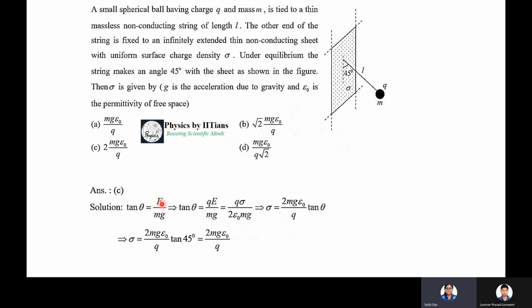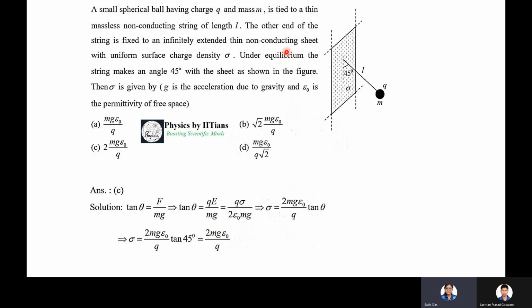So tan theta can be written as F, which is q into E, as q is the charge of the ball, divided by mg. You can write E as sigma by 2 epsilon naught, as the electric field for this charge distribution. So you write q into sigma divided by 2 epsilon naught into mg, or sigma can be written as 2 mg epsilon naught by q into tan theta. Now what is theta? Theta is 45 degrees, that is given. So 2 mg epsilon naught by q into tan 45 degrees, that is 2 mg epsilon naught by q.